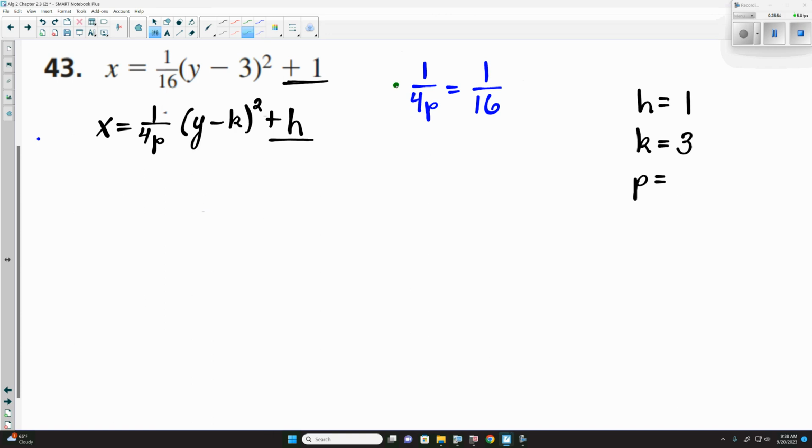But our first step in solving for this is still multiplying both sides by 4p. Our 4p will simplify on the left, leaving us with 1. Because with multiplication and division, we cannot reduce it to 0 unless the numerator is already 0.